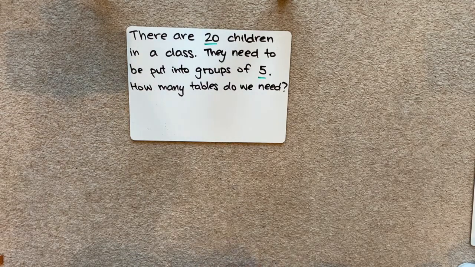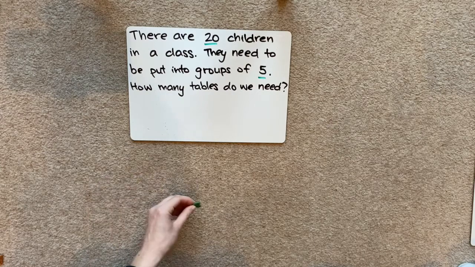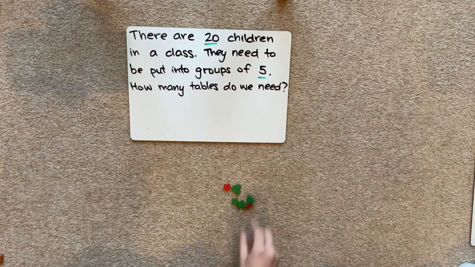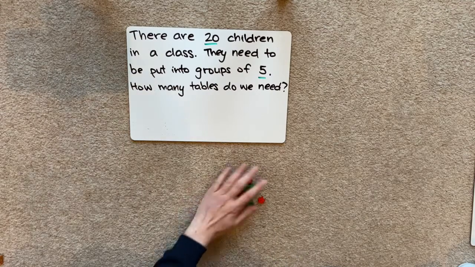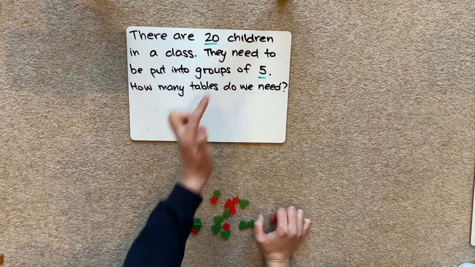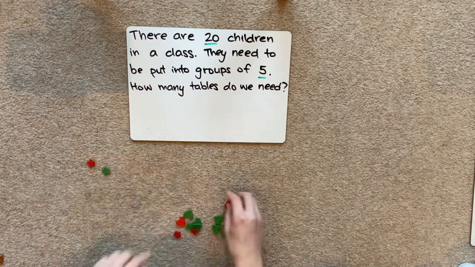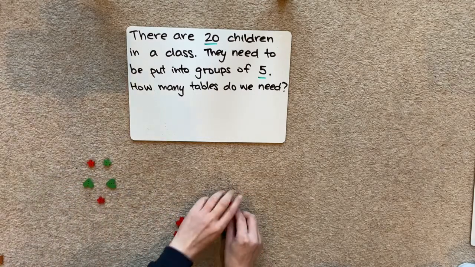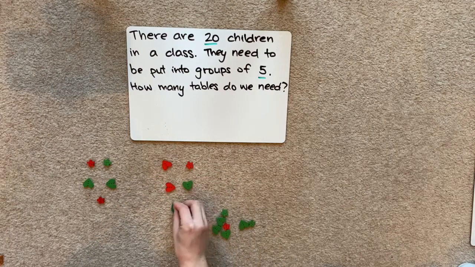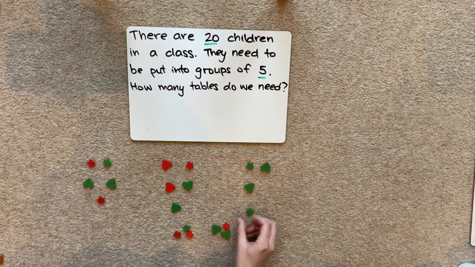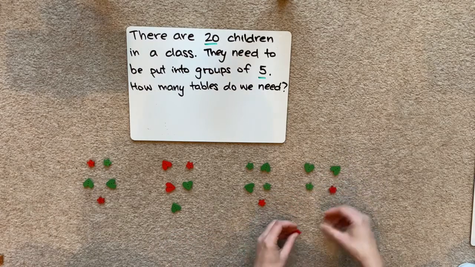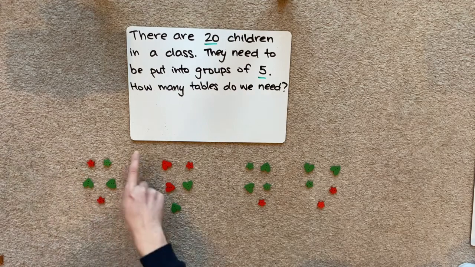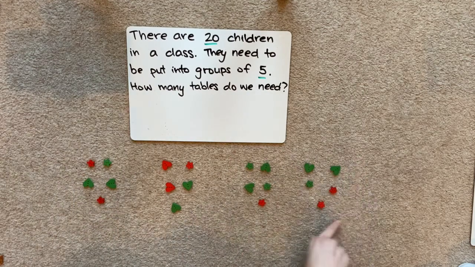Okay, I don't have 20 Lego people, so I'm just going to use buttons instead. So we've got 20 children. Let's make sure I've got 20 buttons. 2, 4, 6, 8, 10, 12, 14, 16, 18, 20. They need to be put into groups of 5. So I'm going to make one group of 5 here, sitting around a table. And another group of 5 children sitting around a table. Another group of 5, and the last group of 5 sitting around the table. How many tables do we need? We need 4.